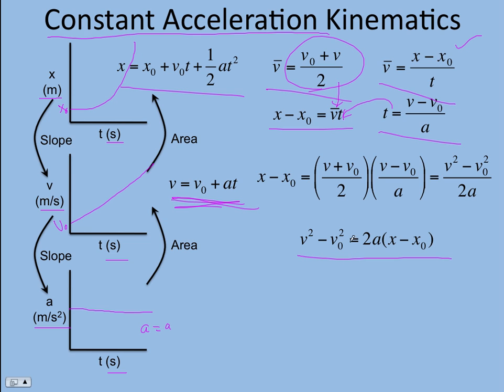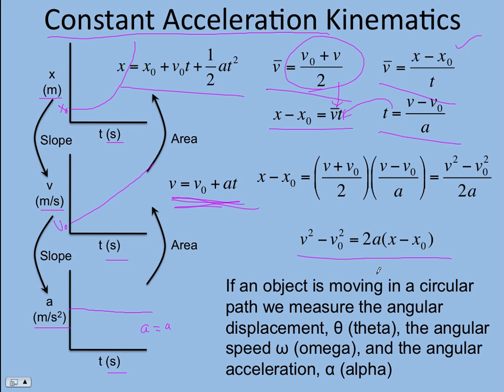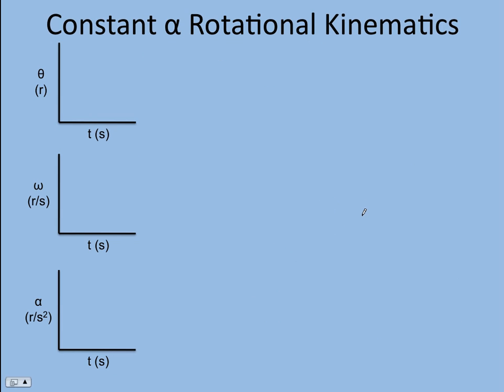And so why are we going through all this? Well, now we're going to have an object going in a circle, and I want to track its angular position theta, its angular speed or velocity omega, and its angular acceleration alpha. So these are all different than linear kinematics, but it turns out the relationships are the same. And so theta would be in place of x, omega in place of velocity, alpha in place of acceleration.